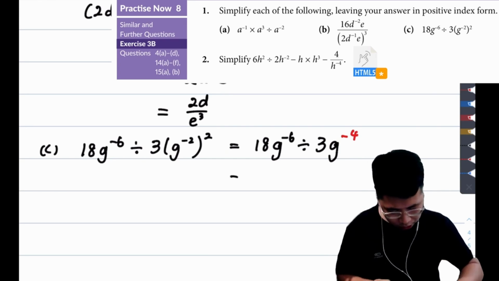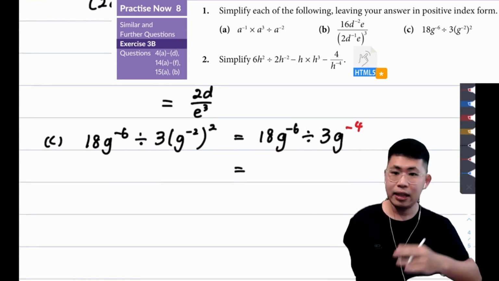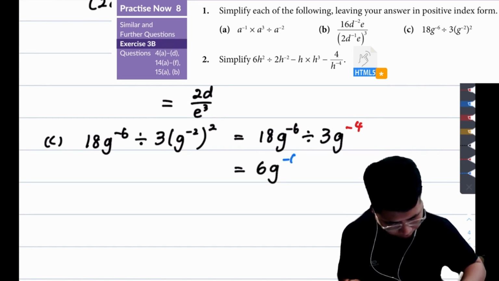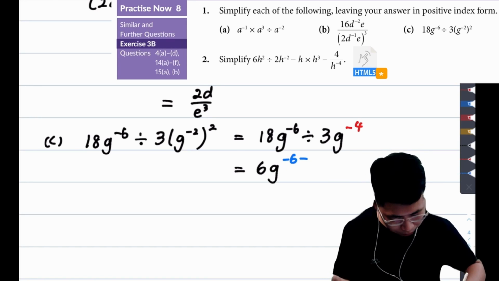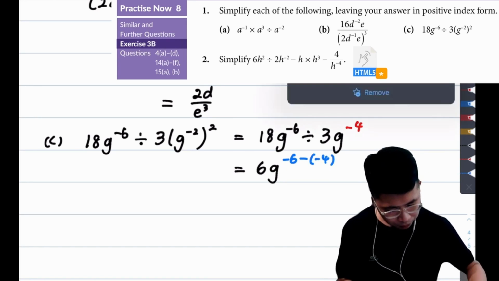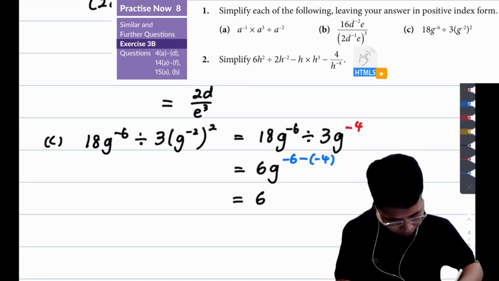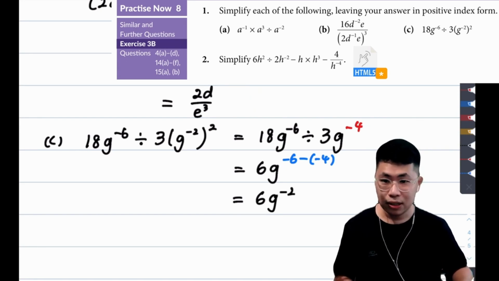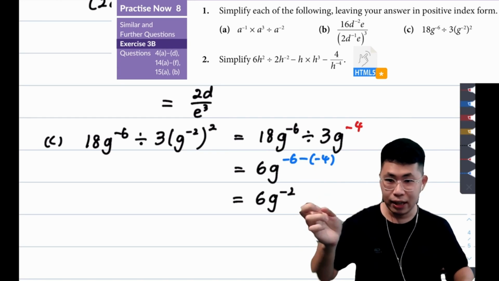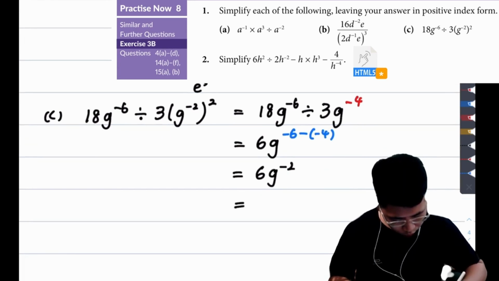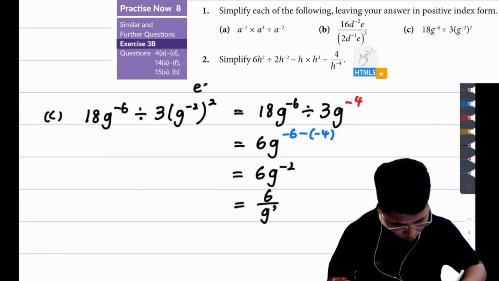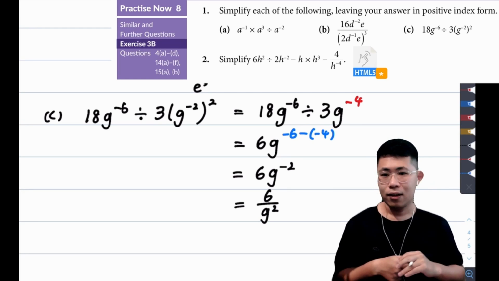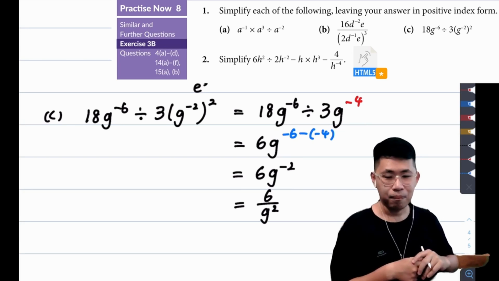Over here, I'm just going to do one by one. 18 divided by 3 is 6. G, I have power negative 6, divide will be minus power negative 4. So I have 6 g to the power of negative 2. And for my answer in positive index form, I need to get rid of the negative for g. So over here, I have 6 g squared. Send this to the basement. Find the reciprocal of this thing.